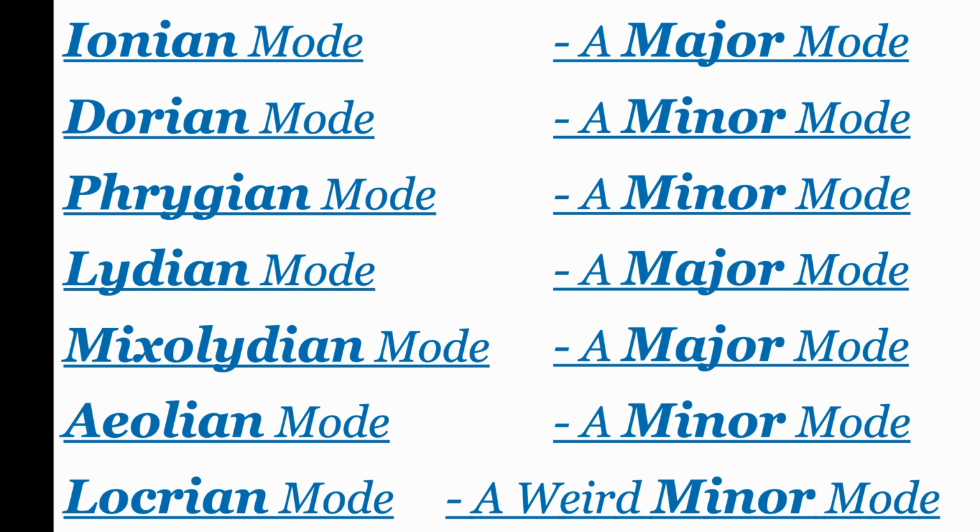But anyways, these are the 7 modes. And you can see the major and the minor, right? Again, if it has the name Lydian anywhere in it, or Ionian, it's major. And if not, it's minor.